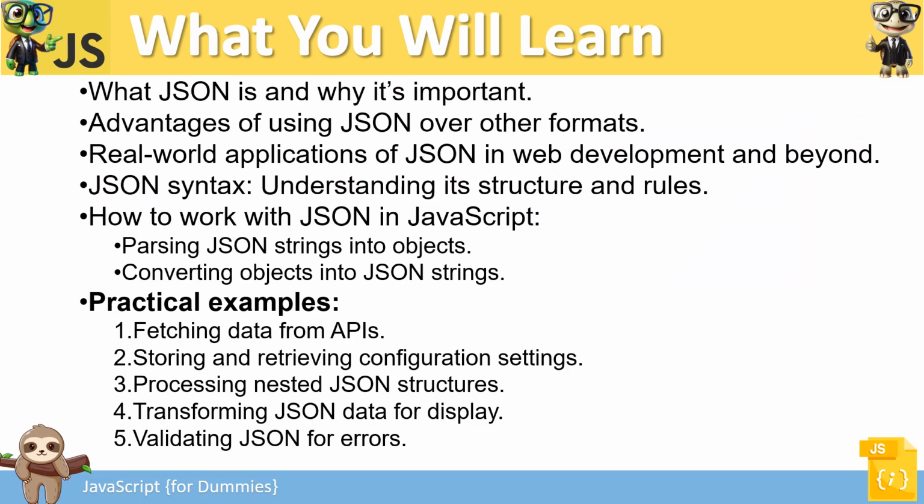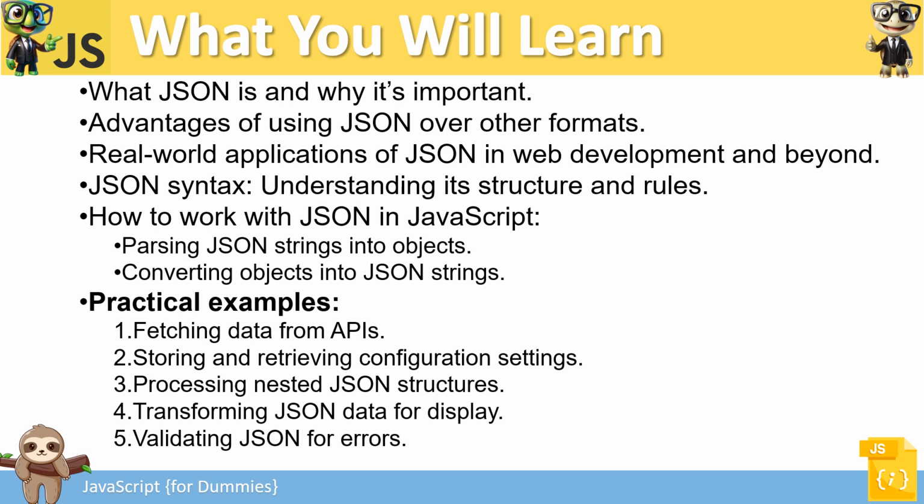Alright, so here's a quick overview of what we are going to cover in this session. First, we will start with the basics: what is JSON and why it's such a big deal in modern programming. Then we will delve into advantages and some real-world applications. From there, we will explore the JSON syntax to understand how it's structured. Next, we will get our hands on JavaScript and learn how to parse JSON strings into an object and how to convert objects into JSON.